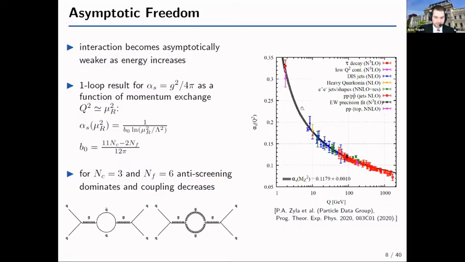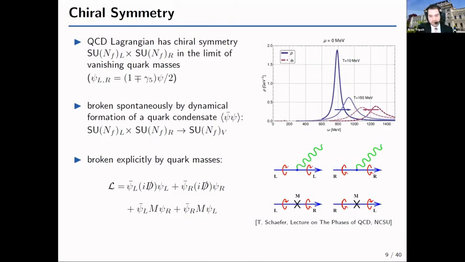But the property of QCD that Jochen Wambach and I have focused on in the last years when trying to understand the in-medium modifications of particles is chiral symmetry. Chiral symmetry is, as you know, a symmetry of the QCD Lagrangian in the limit of vanishing quark masses. In particular, it is the SU(N_f) left times SU(N_f) right symmetry, where N_f is the number of flavors. However, this symmetry is broken spontaneously by the dynamical formation of a quark condensate, which reduces the full symmetry to the vector subgroup. So the axial vector part is broken.